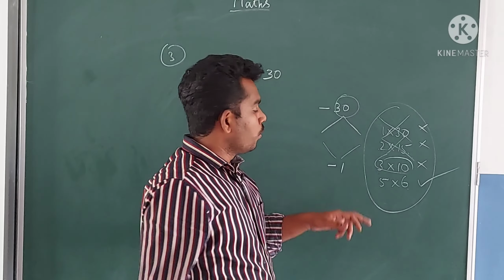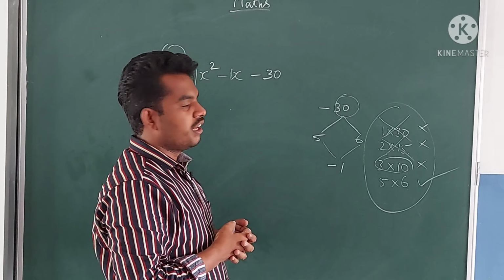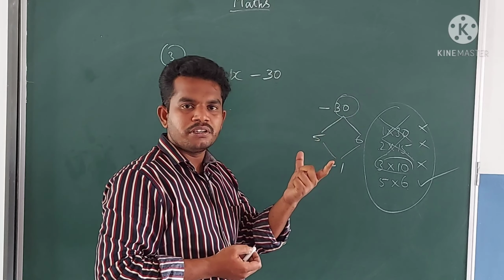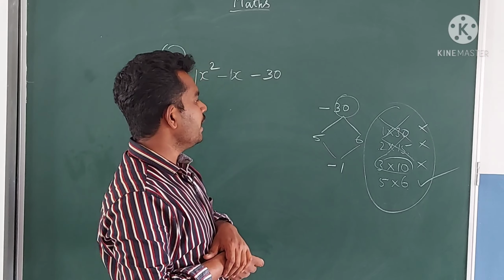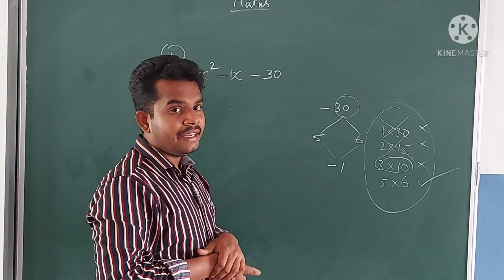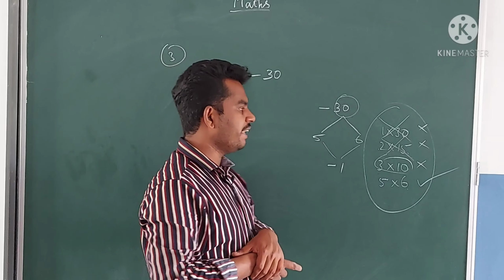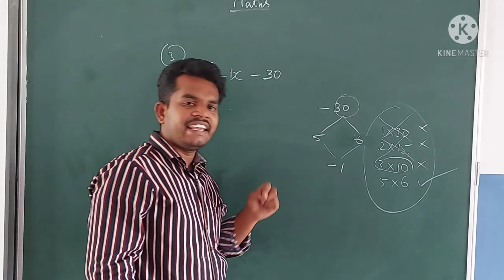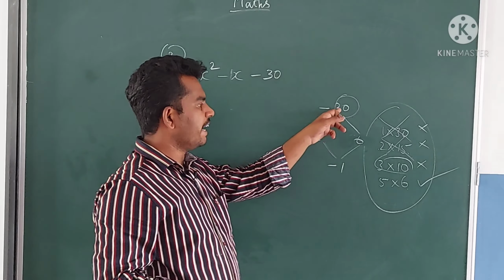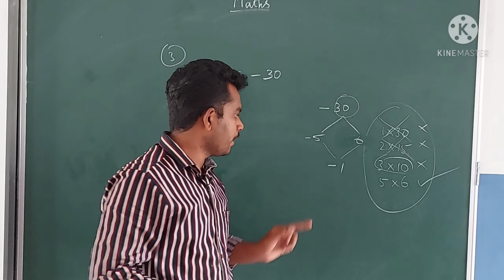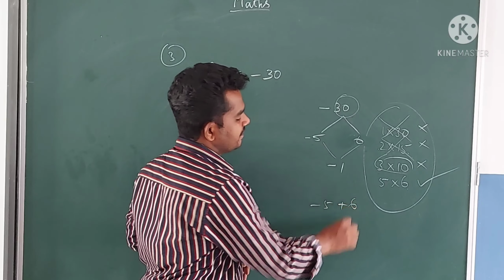Why do we choose 5 and 6? The summation of the two numbers should be minus 1, and here I want the product as minus 30. So one number should be negative, or minus. If we put minus here, you will get minus 5 into 6, minus 30. But at the same time you should add the factors, minus 5 plus 6.